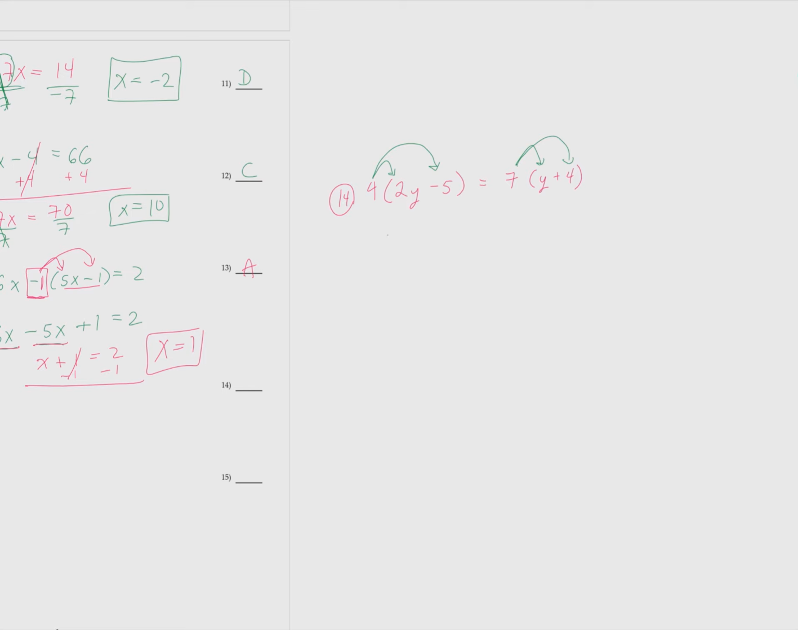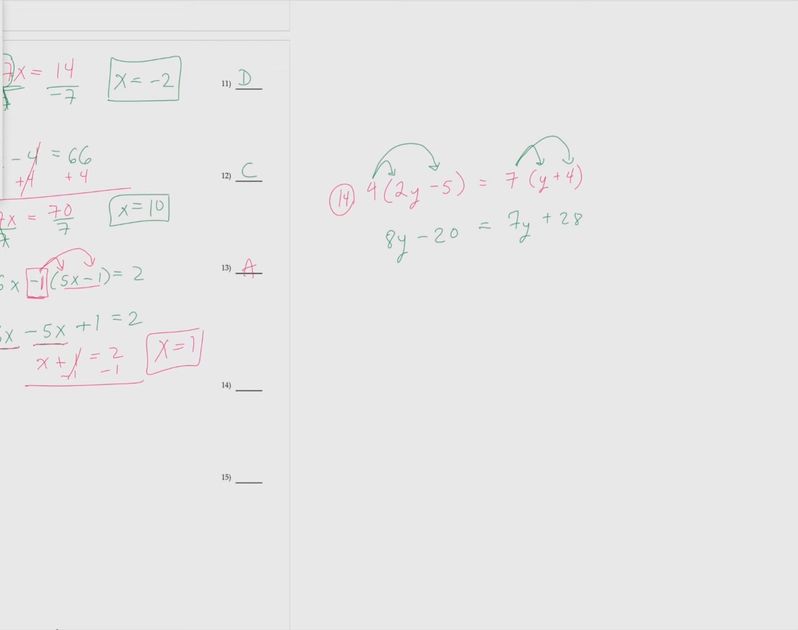Let's do the first one. 4 times 2y is 8y, because you just multiply 4 times 2. 4 times negative 5 is negative 20. And then we're going to multiply 7 times y, 7y. And then finally 7 times 4, that's positive 28. Now we're able to put the y's to one side and constants to the other. So we're not done yet, but we've gone more than halfway there, okay?